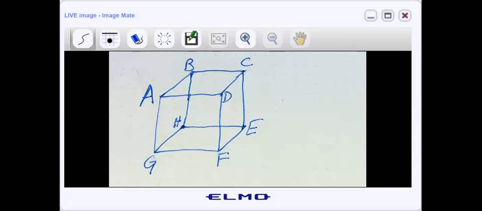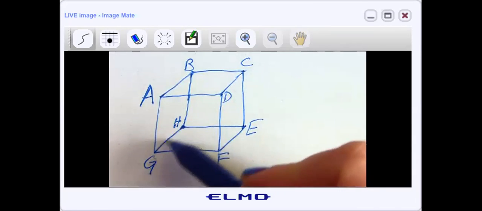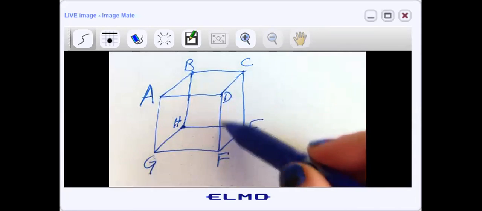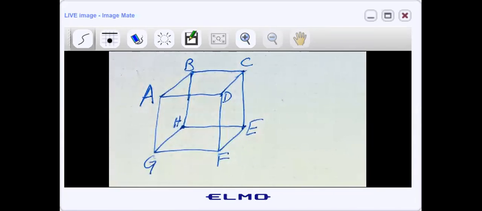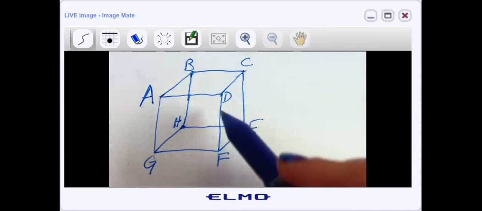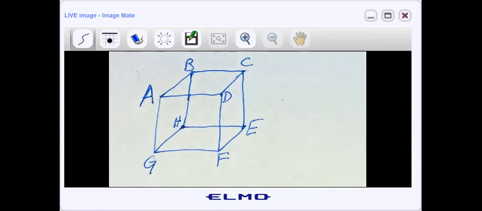All right, Zoe. What is the deal with line HG and line DF? Are they intersecting, parallel, or skew? Zoe says skew. She's right. Yes. You have these two edges. They're never going to meet. If you follow along this and you follow along this, they do not ever cross.